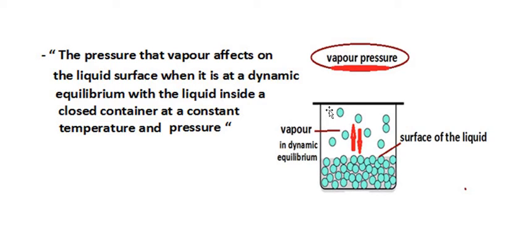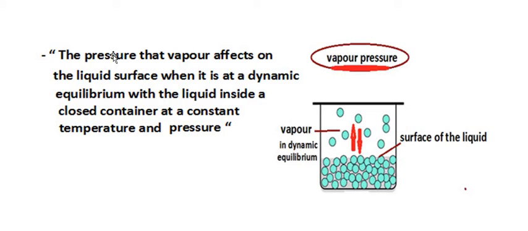When this glass is covered, these vapors condense to a liquid and other molecules of the liquid evaporate, and this process continues, and we say that there is a dynamic equilibrium between the vapor and the liquid. This vapor exerts pressure on the surface of its liquid, and we say that there is a vapor pressure.